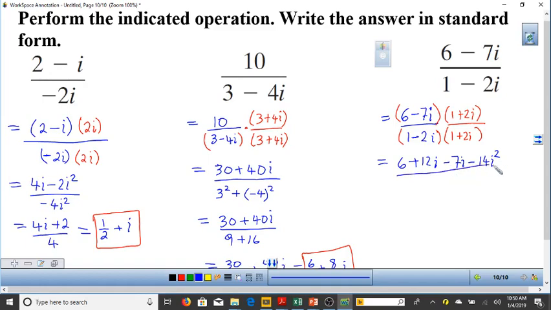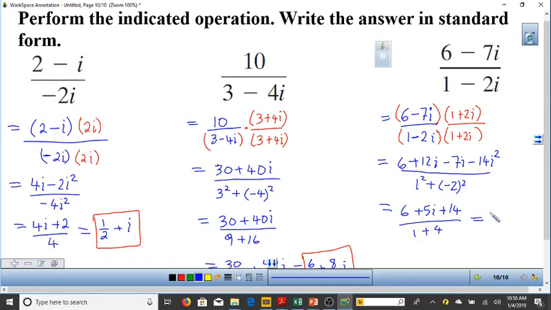The denominator, we simply get 1 squared plus negative 2 squared. So we get 6, 12i minus 7i is 5i. And negative 14i squared is positive 14. And at the bottom we get 1 plus 4.